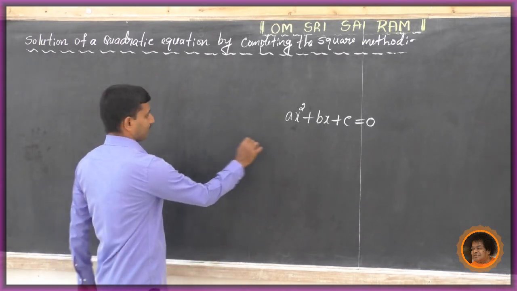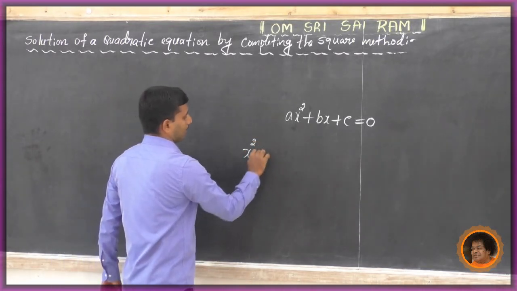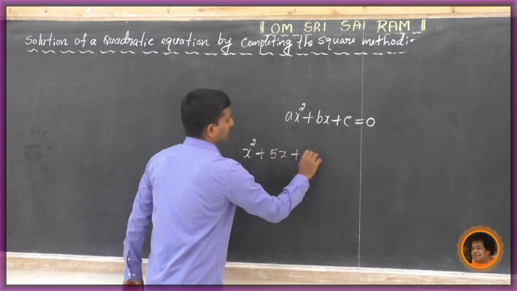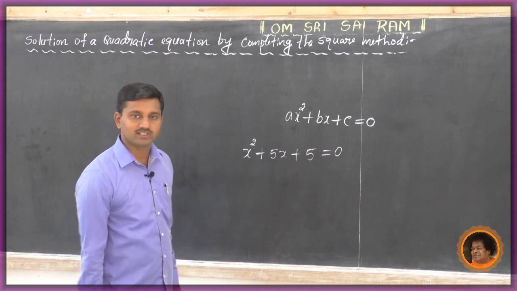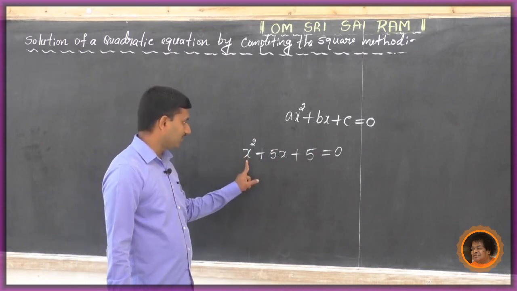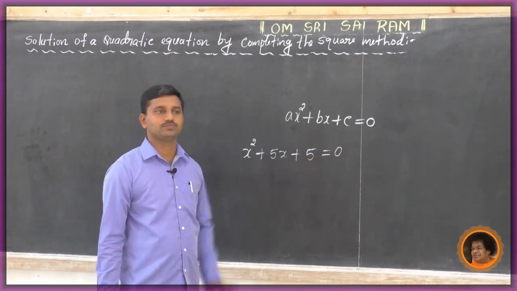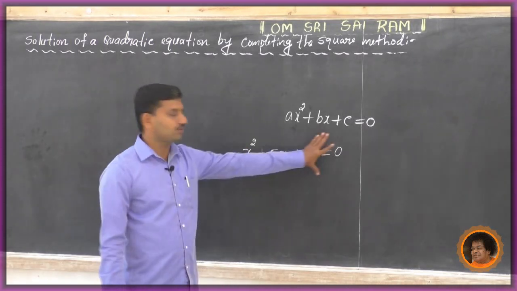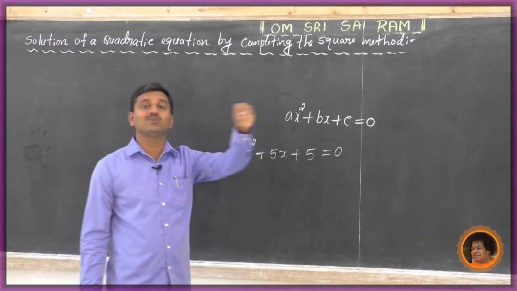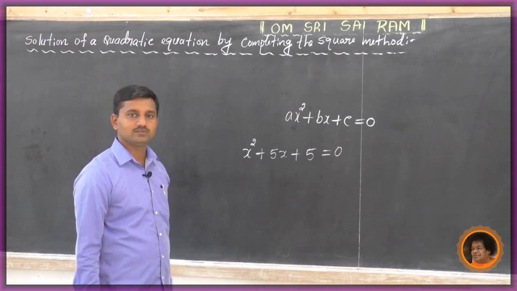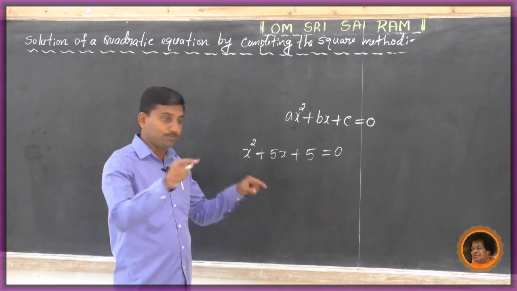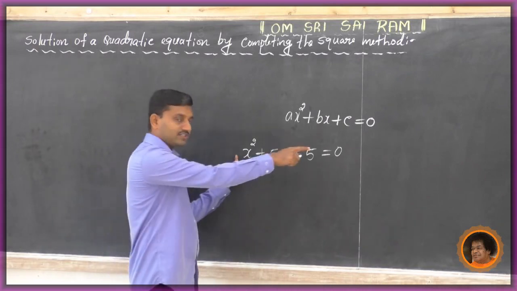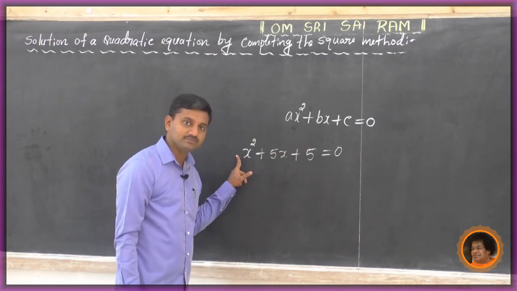For example, x square plus 5x plus 5 equal to 0. This is a quadratic equation. Why? Because it is in the form of ax square plus bx plus c equal to 0. Now solve this quadratic equation or find the roots of the equation. We already discussed the factorization method. Is it possible to find the roots of this equation by the factorization method?